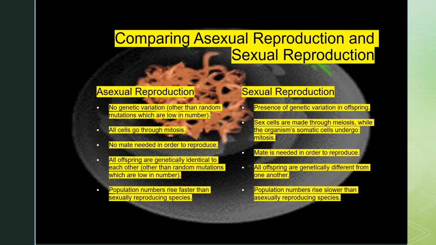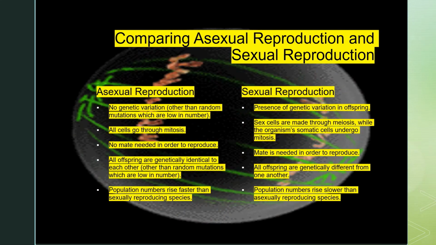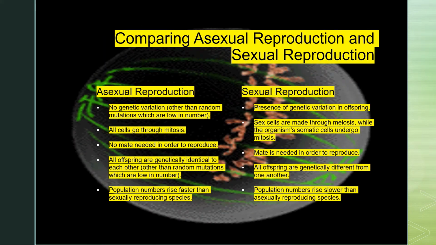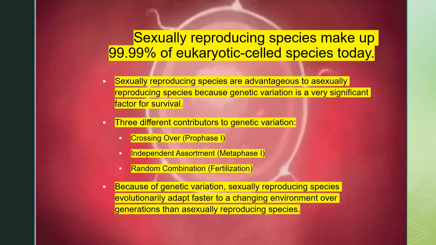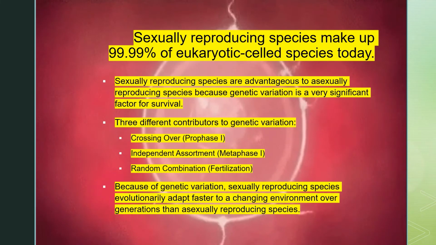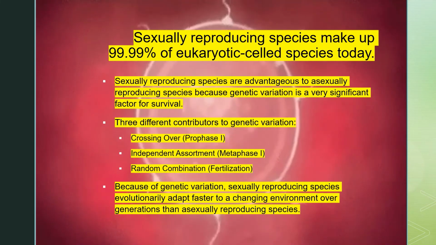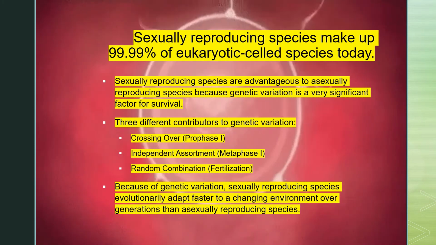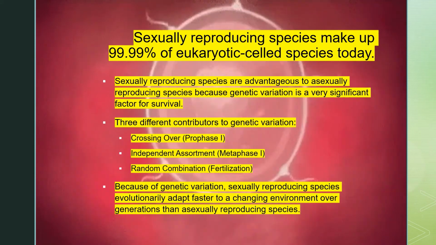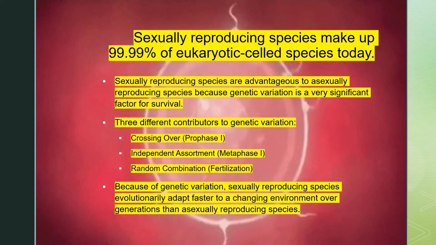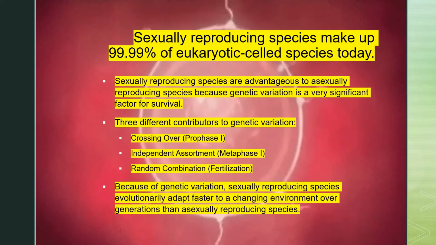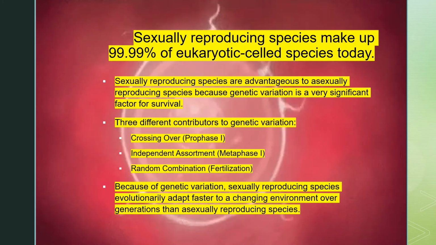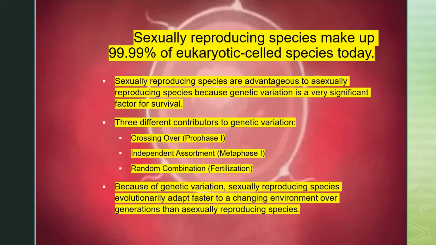What I've previously said, I just have compared side by side here. Again, I'll let you pause that and read that at your own leisure. But I will talk about this. So sexually reproducing species make up 99.99% of eukaryotic cell species today. Sexually reproducing species are advantageous to asexually reproducing species because genetic variation is a very significant factor for survival.